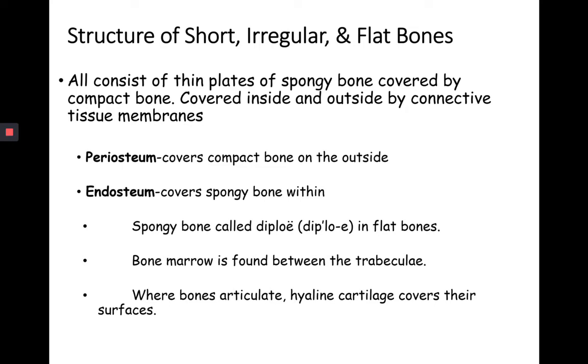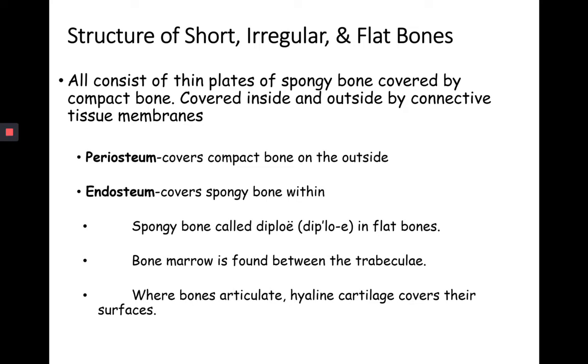On the outside, they're covered by dense irregular connective tissue, and what used to be called the perichondrium is now the periosteum. We've just changed that root word again because now that dense irregular connective tissue is covering bone instead of cartilage. So it's just a terminology change, not a structure change.